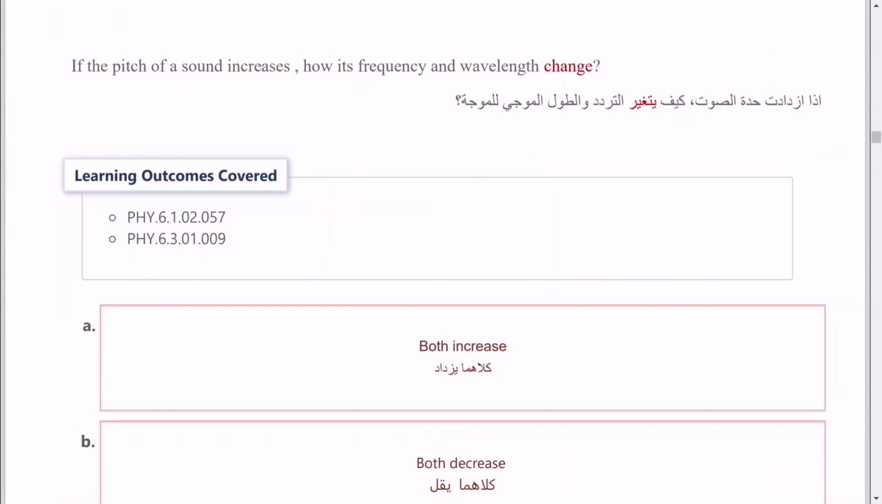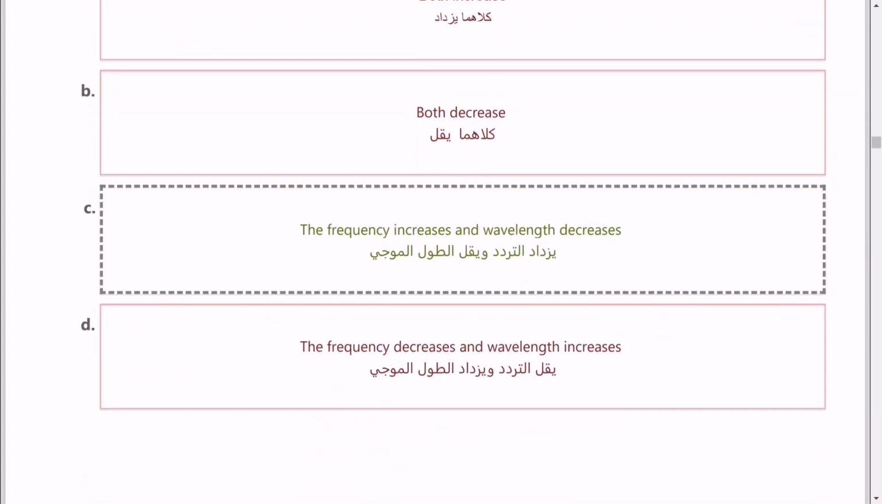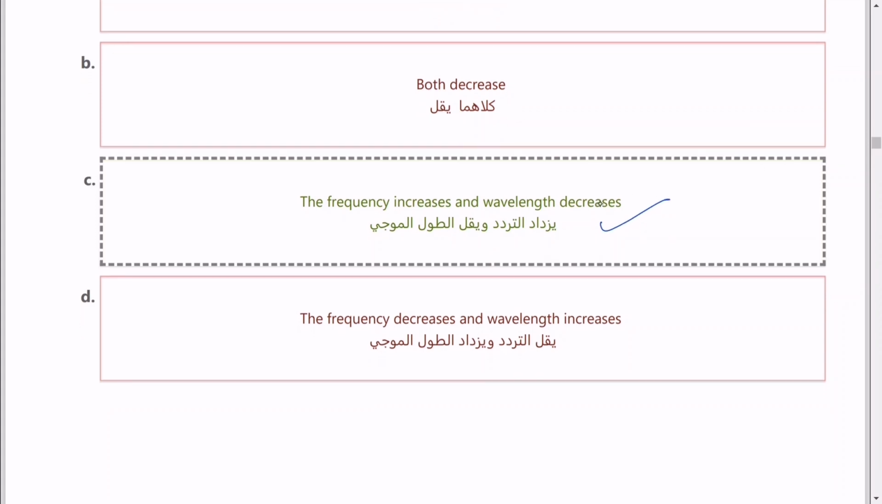If the pitch of sound increases, how do its frequency and wavelength change? See, pitch means frequency, so if pitch increases, which means frequency increases, and frequency and wavelength are inversely proportional. When frequency increases, the wavelength will decrease. So how do we understand these things? We have the speed of light or speed of sound. V is equal to f lambda, right? If speed is constant, then when frequency increases, the wavelength will decrease. So that speed will be constant.